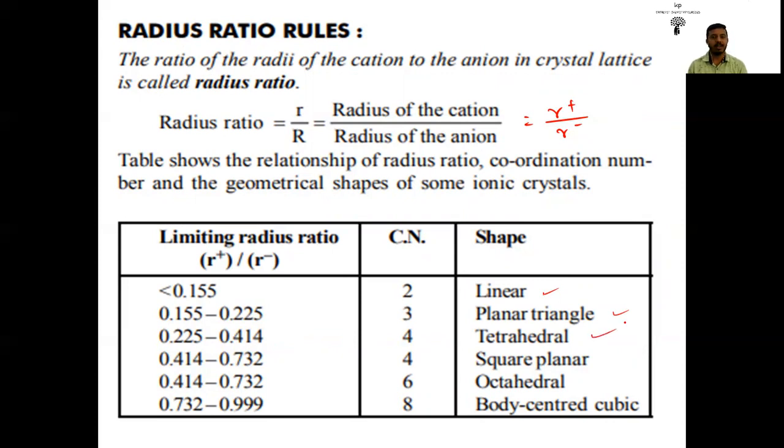geometry is tetrahedral. If the radius ratio is between 0.414 and 0.732, then the coordination number is 4, and it is square planar. And if the radius ratio is 0.414 to 0.732, then the coordination number is 6, and it is octahedral. Here the value given is wrong. For both tetrahedral and square planar, the radius ratio is between 0.225 and 0.414. Then the last one, if the radius ratio is between 0.73 and 1, then the coordination number is 8, and it exhibits a body centered cubic structure.